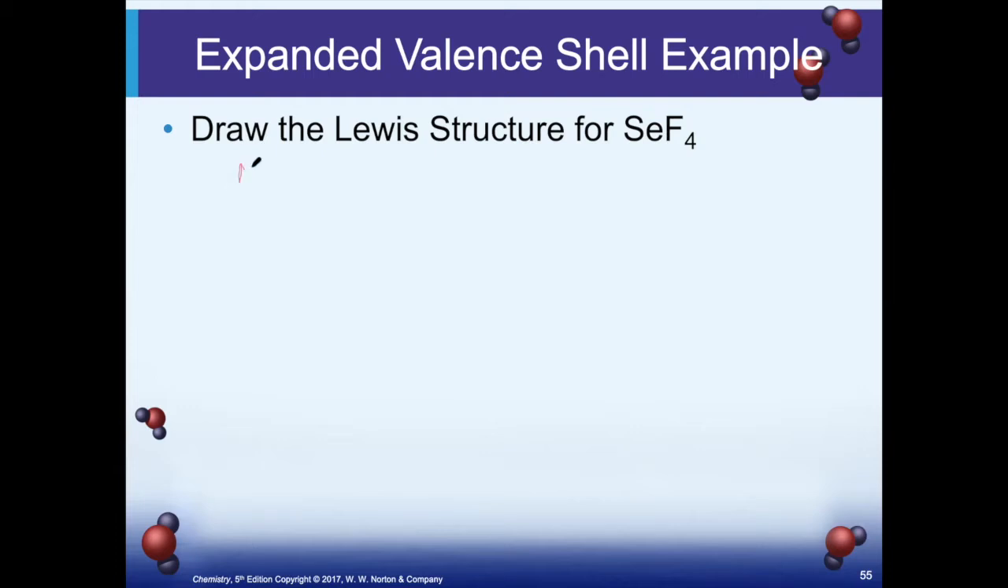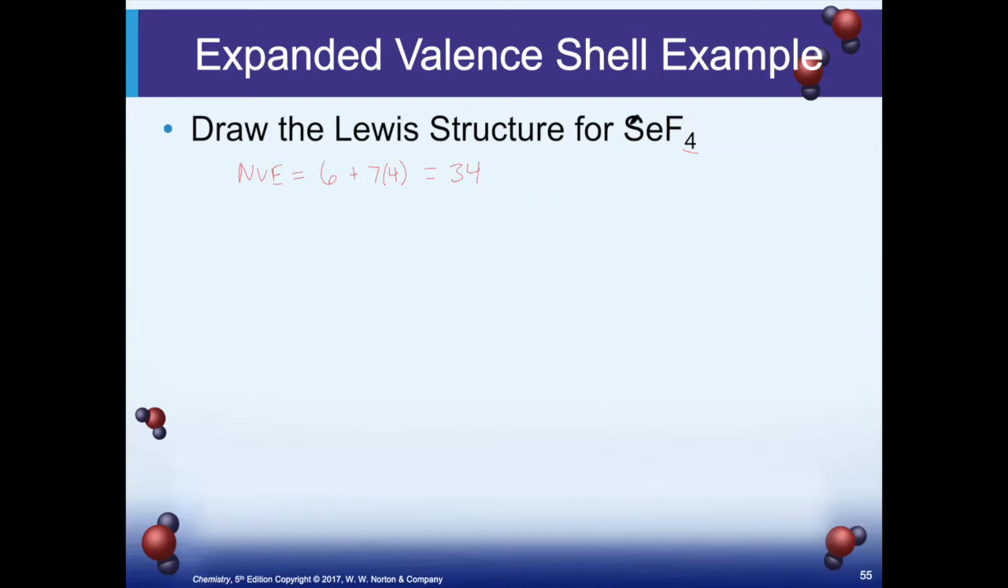So the first step, of course, is to calculate the total number of valence electrons. Selenium is right below sulfur, so it has 6 valence electrons. Then each of those fluorines has 7, but I have to multiply that times 4 because there are 4 fluorines. So 4 times 7 is 28, plus 6 is 34. So I've got 34 valence electrons to assign.